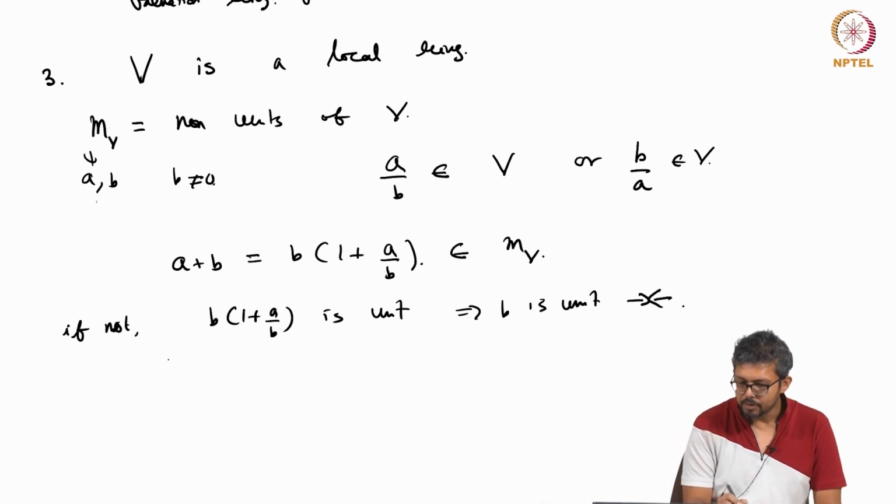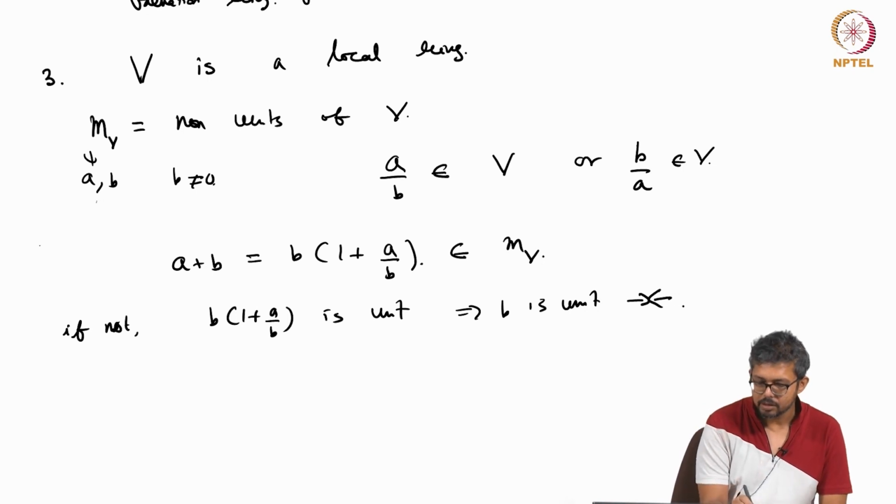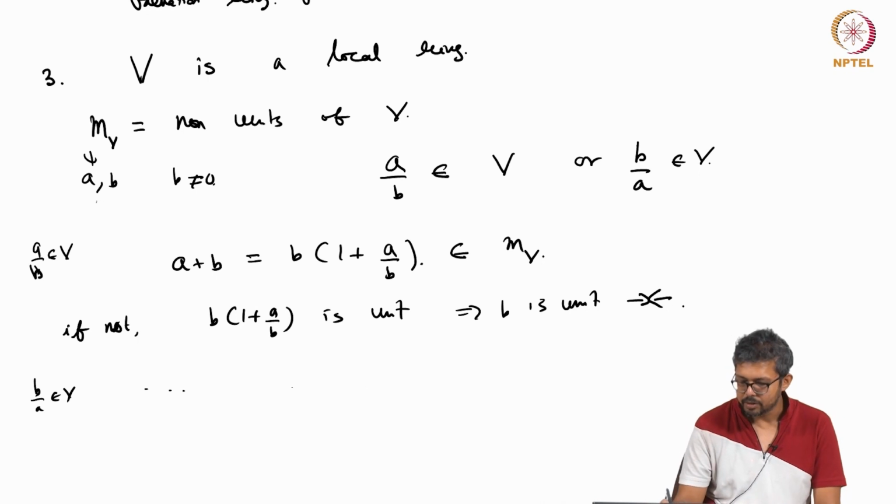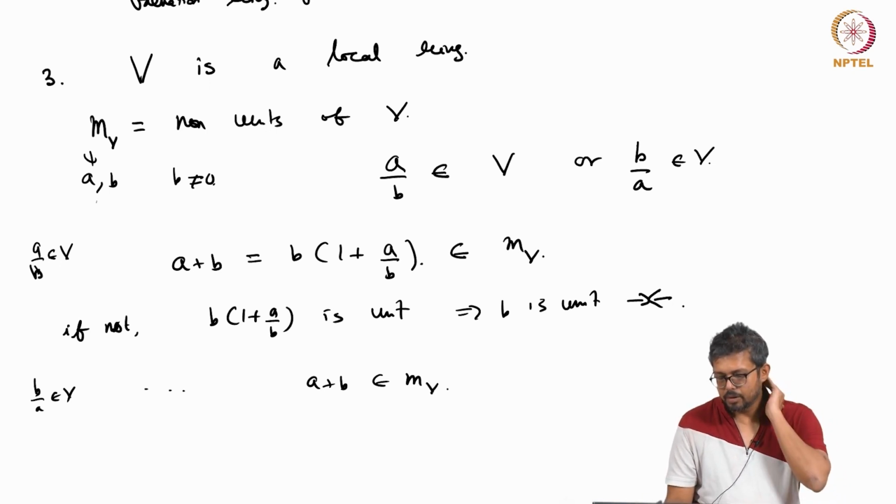Similarly, when A by B belongs to V. Now, similarly, when you take B by A belongs to V, exactly the same way you can prove that this will say that A plus B belongs to MV. So, if you take two elements in MV, their summation belongs to MV.